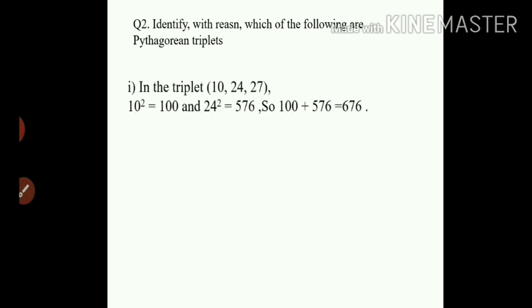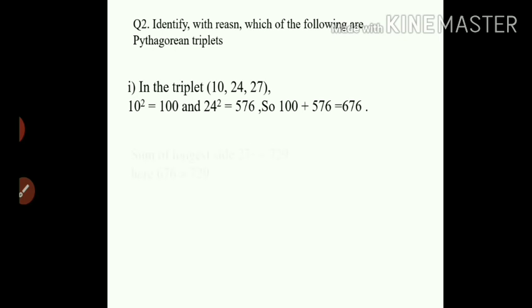Now see sub question number 1. In that triplet, you can see the numbers given are 10, 24 and 27. So 10 and 24 are the smaller sides. So 10 square is 100, 24 square is 576. I will add 100 plus 576, that is 676.